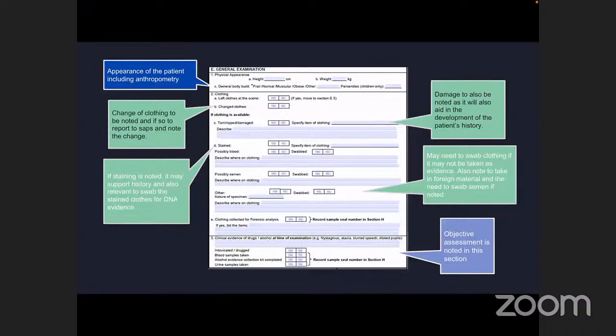Moving on, section E is the general examination of the patient. Starting off with section 1 is to give the anthropometry of the patient. Then move on to section 2, noting the clothing that the patient had at the incident, whether it was left at the scene, has it been changed, and if the clothing is available, what has happened to it. It's important to note damage to these items, or any stains, because you can potentially, and would recommend to, swab the stains for DNA evidence. Note that these swabs are normally taken into evidence, and it's not just swabs that are sent in. You also have the ability to send in blood samples and urine samples.